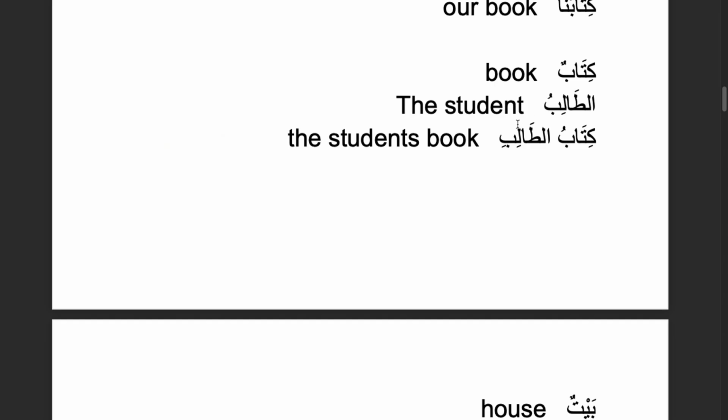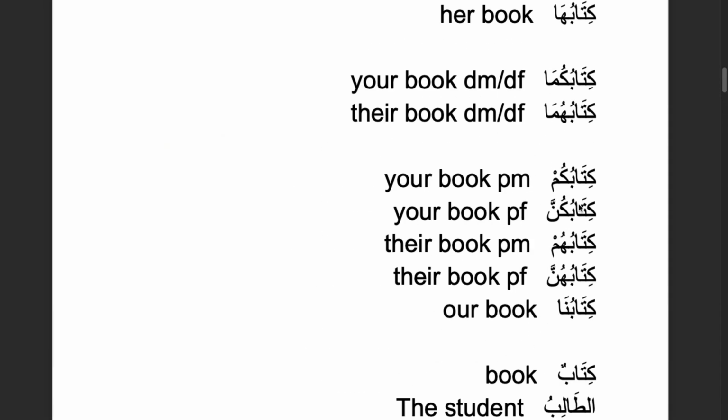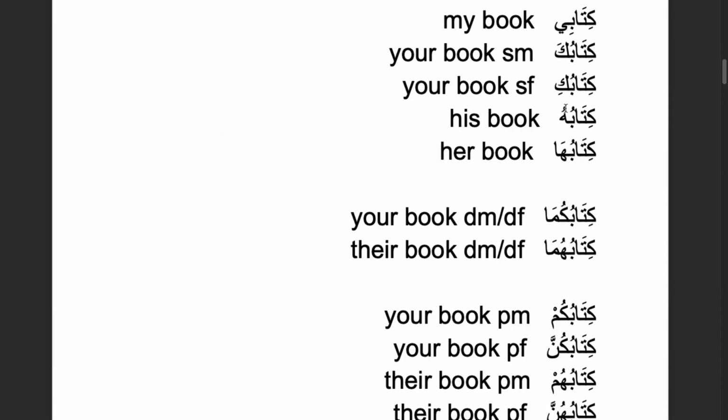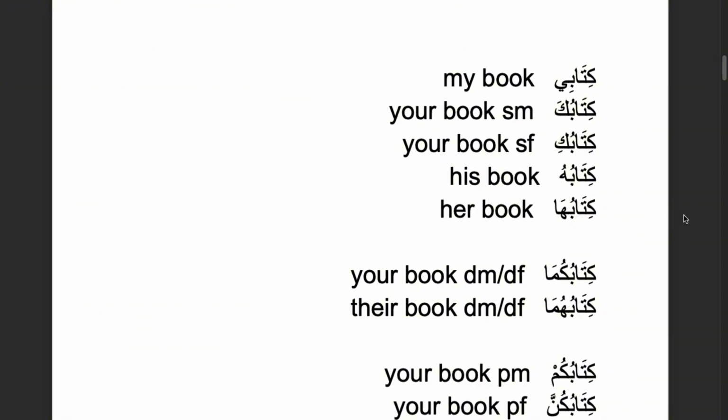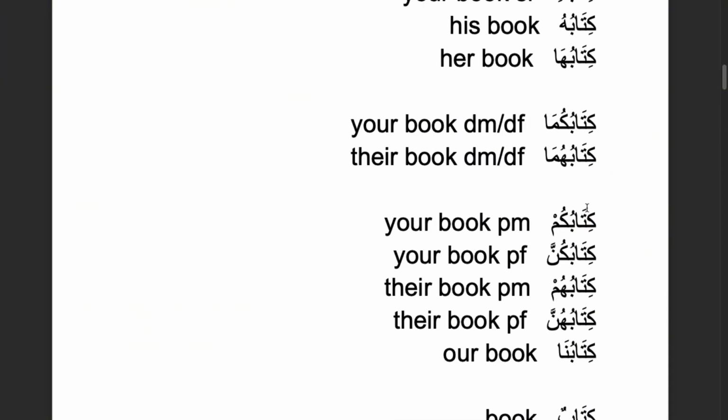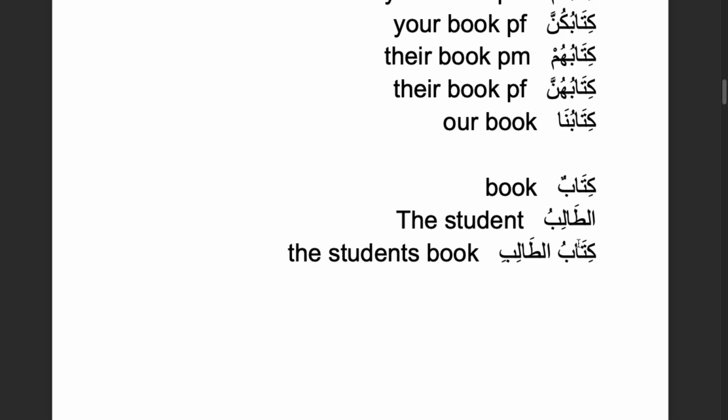الطالب now takes kasra. It becomes الطالب. So كتاب الطالب, the student's book. This is what we call مضاف مضاف إليه, to associate words together like that, often to indicate possession, just like these attached pronouns do at the end of a word. Okay? So we can say كتابه, which would be his book, or we could say كتاب الطالب, which would be the student's book.